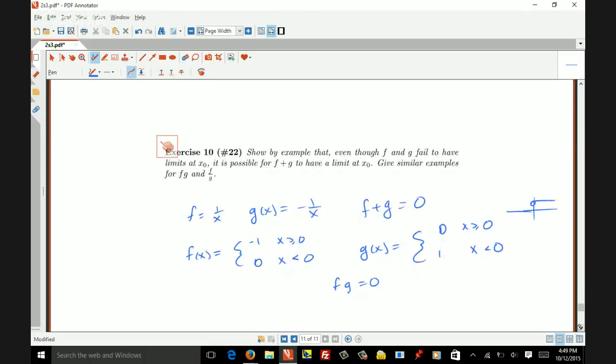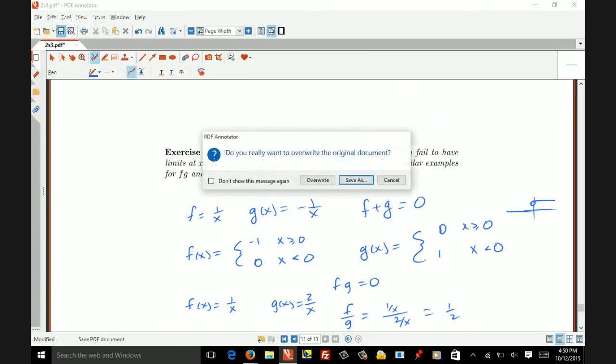Yeah. But f over g is exactly going to be that. You're going to have f of x be 1 over x. G of x, you can make that be like 2 over x then. And then what is f over g? It's a half. Yeah, which has a limit. So you have to be careful. Just because the product, sum, or quotient has limits doesn't mean the original functions have limits. We are done.